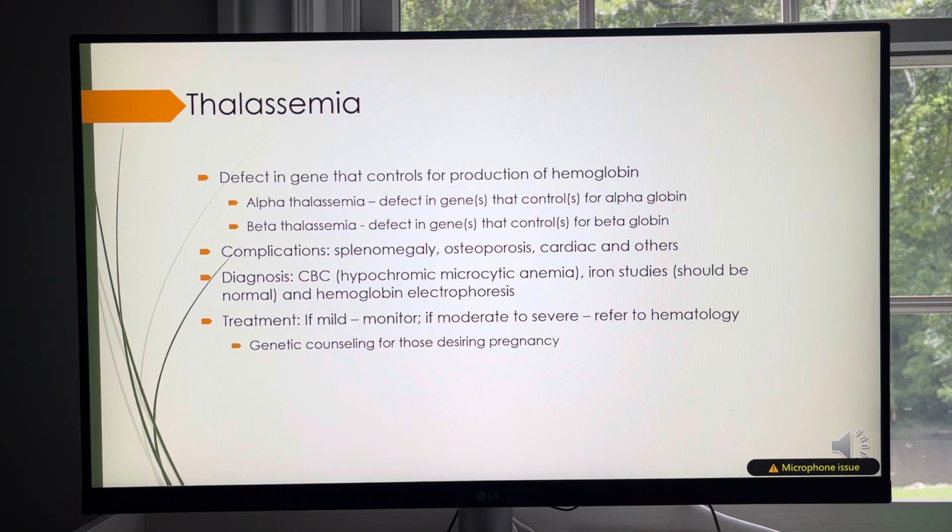So let's take a step back. You order a CBC on a patient, it reveals microcytic hypochromic anemia. You order a ferritin and an iron, and they're normal. We'll then be thinking thalassemia, tack on serum hemoglobin electrophoresis. That would be your next step. If it's mild, generally the patient doesn't need anything. But if it's moderate to severe, meaning symptom-wise, you want to get hematology involved.